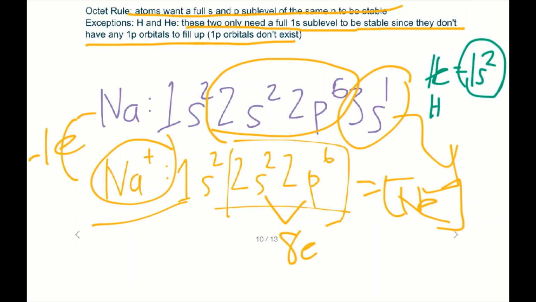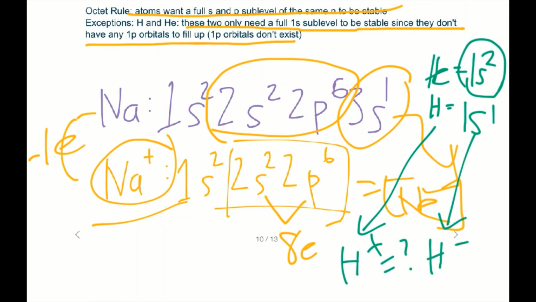Now H needs to be stable. It's 1s1. And how do we make it stable? Well, H could either become H+, where it has basically no electrons, or it could become H-, where it gains an electron to fill its 1s sublevel. So in this case, hydrogen can either gain or lose an electron to be stable, since having no electrons is technically still stable. So let's move on to the next topic.